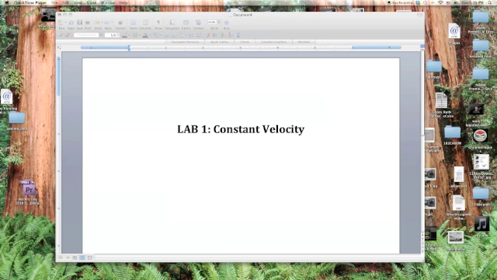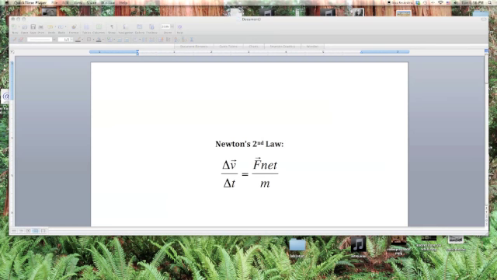velocity in real life. First, I want to make sure that Newton's second law is understood, as that's the key physics principle used in this experiment. The equation for Newton's second law can be seen here as the change in velocity over the change in time is equal to the total forces or net forces acting on the object divided by the mass of the object.